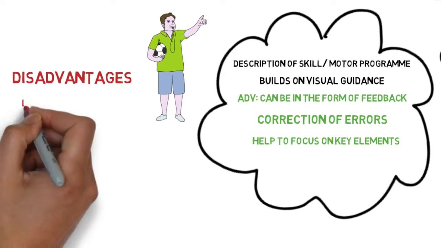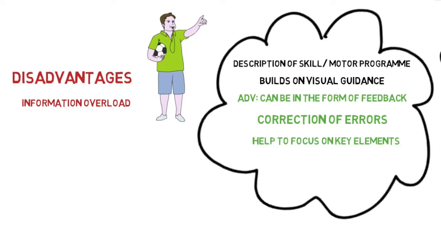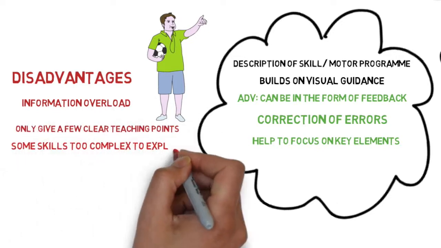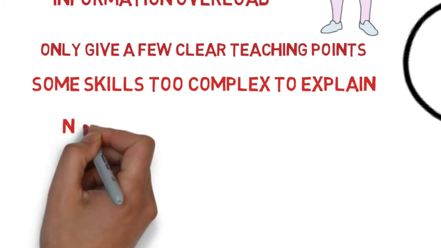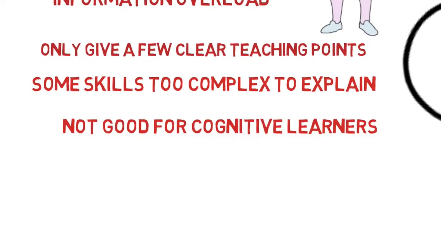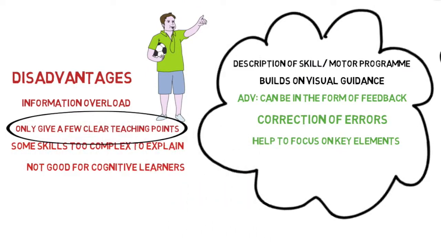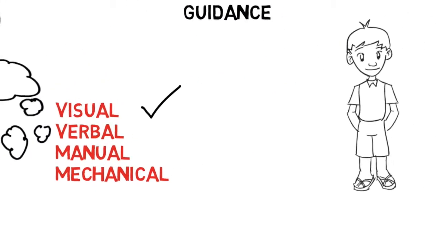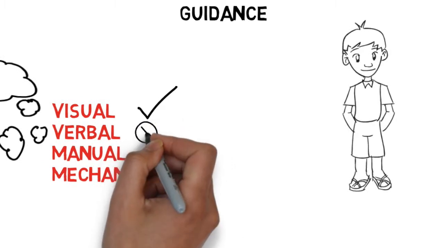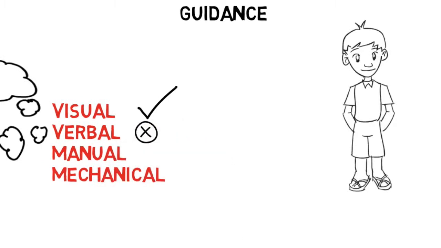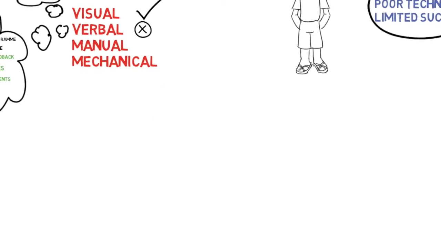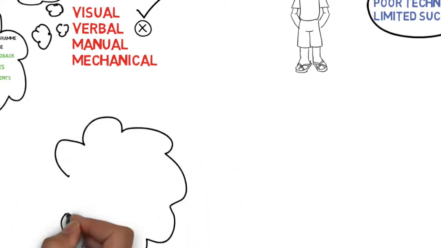But the disadvantages are information overload, and I think we heard that. So what you need to do is only give a few clear teaching points, and some skills are just too complex to explain. Think about trying to explain a somersault to somebody who's never seen one. So it's not good for cognitive learners, but it is if you only use a few guidance points or teaching points. So we say not verbal on its own, it must be linked to visual, and that can then aid the cognitive learner.